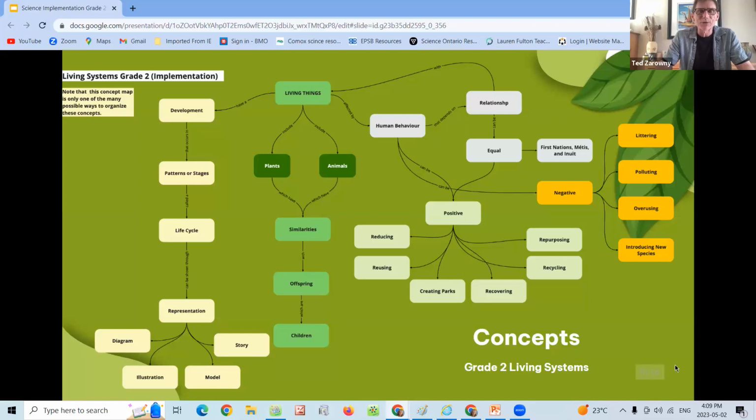They're hard to read maybe on the screen, but I'll just give you an example of what it sounds like when you read through it. I'll begin at the top where it says living things include plants and animals, which can have similarities in their offspring or children. Moving to the right, living things are impacted by humans depending on their relationship with the living things. Living things are affected by human behavior, which can be positive impacts, such as reducing and recycling and so on. And this gives you a good idea of what is fully in this organizing idea.